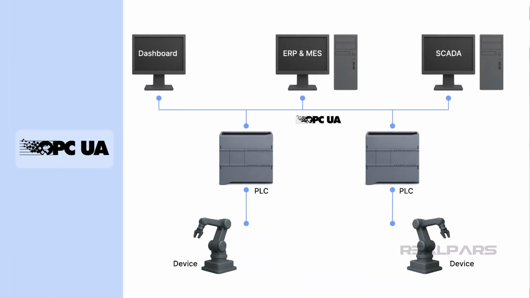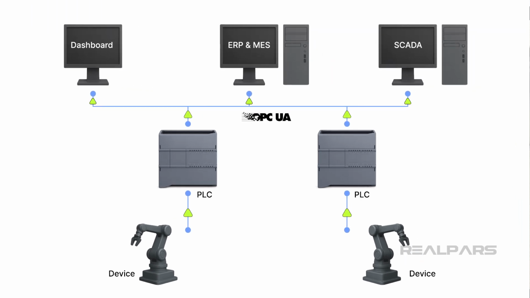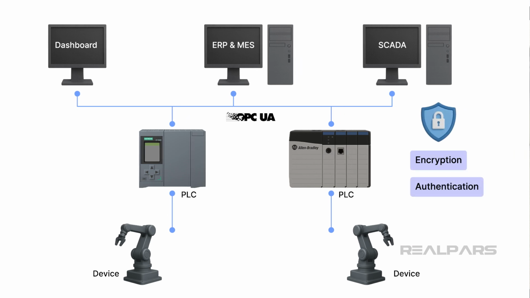OPC UA, or Open Platform Communications Unified Architecture, is a data exchange standard that is used in industrial automation to connect devices, systems, and software applications. In recent years, it has become very popular for two reasons. First, it is vendor agnostic. This means that it can be used to connect controllers and devices from different manufacturers easily. Second, it has built-in security features like encryption and authentication to maintain data integrity and confidentiality.